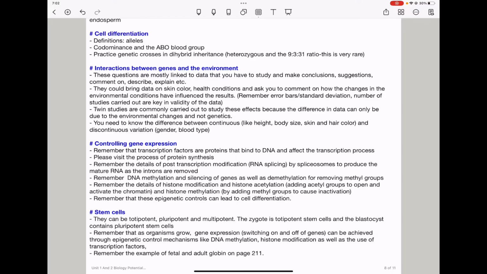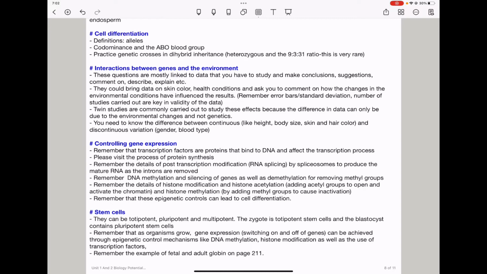Remember the details of histone modification, histone acetylation, meaning adding acetyl groups to open and activate the chromatin. You need to know about histone methylation by adding methyl groups to cause inactivation. These are all contained in how genes can be expressed. You need to remember that these epigenetic controls can lead to cell differentiation.